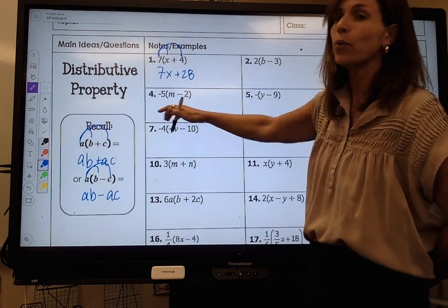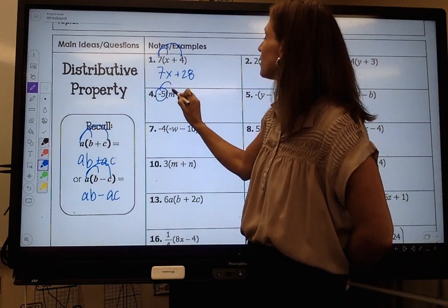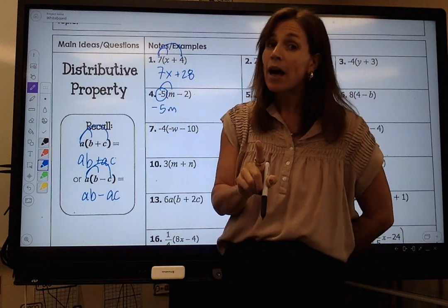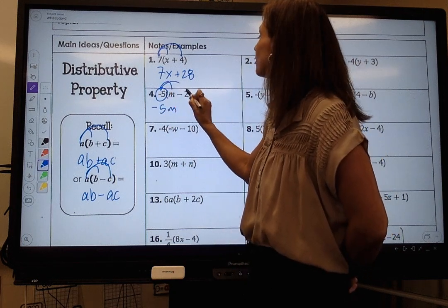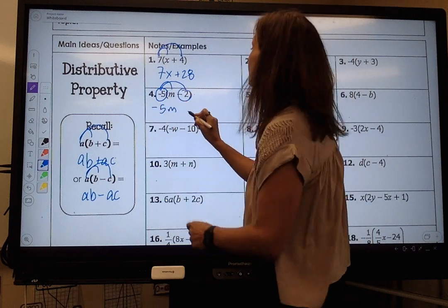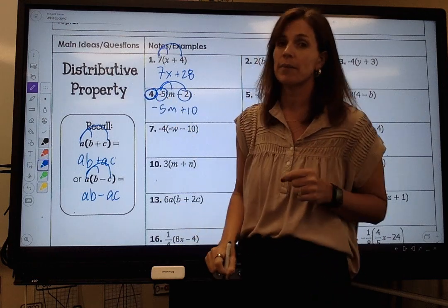Look down here to number 4. I've got a negative 5. A negative 5 times n is negative 5n. Now I have a negative 5 times a negative 2. You've got a negative times a negative is a positive 10. Circle that one in case it was tricky.